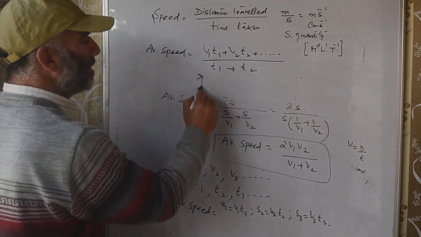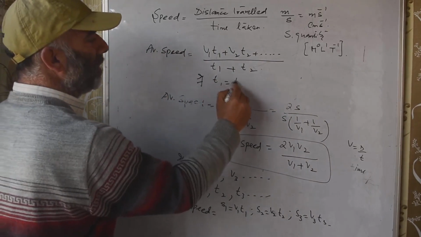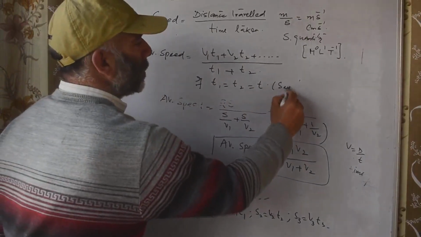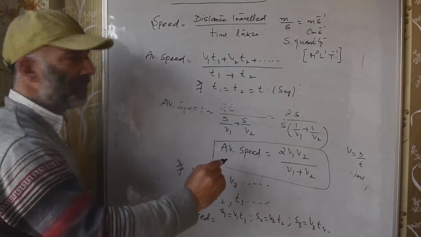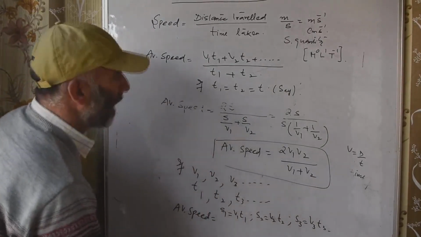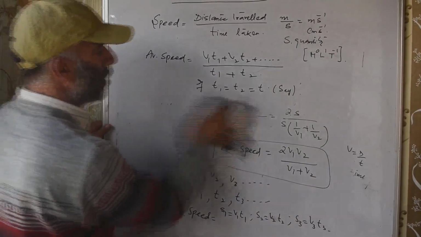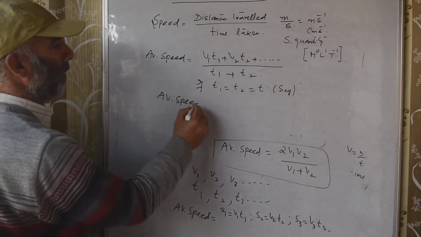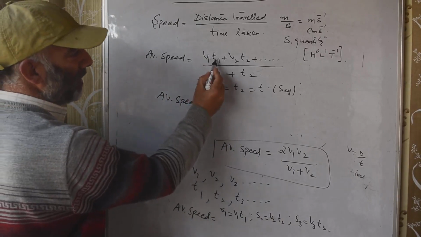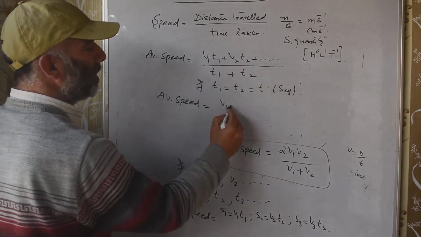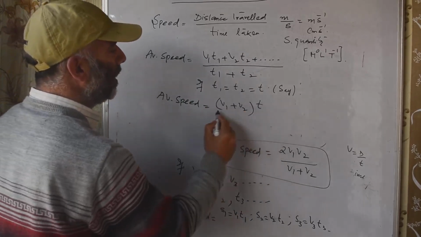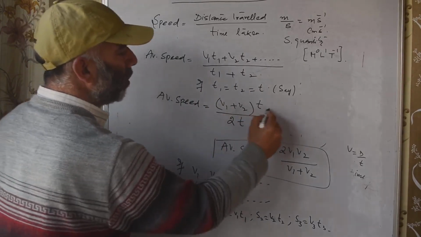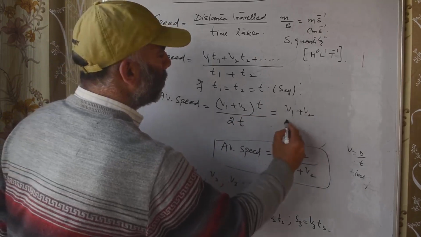Okay, in this case students, remember, if T1 is equal to T2 is equal to time T, say, so the particle moves with the different velocities in the same intervals of time. So under those conditions, the average speed will be V1 t plus V2 t. Take out t common: V1 plus V2 into t divided by T1 plus T2, that is 2t. T and t will go. So this is V1 plus V2 divided by 2.